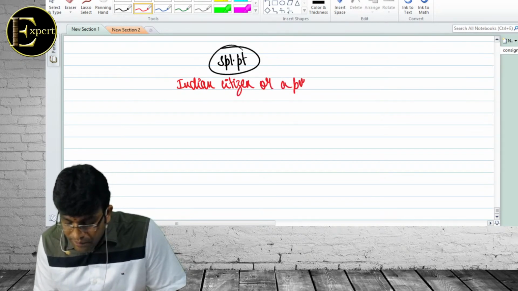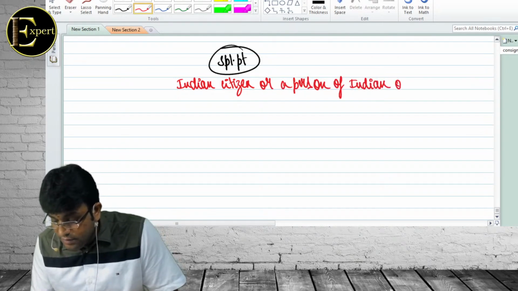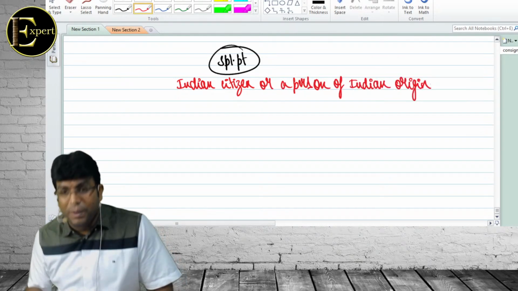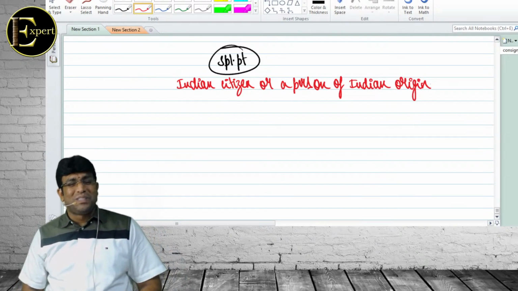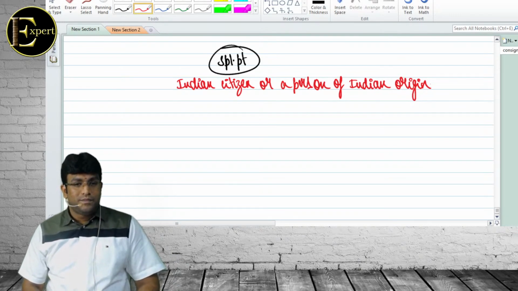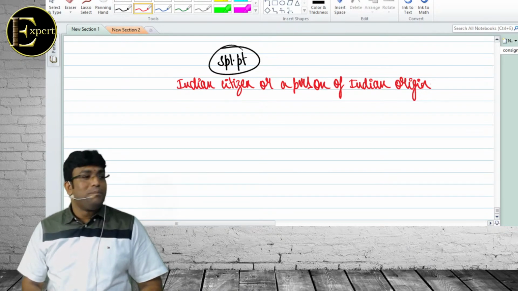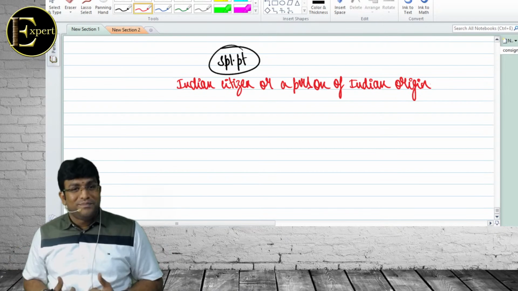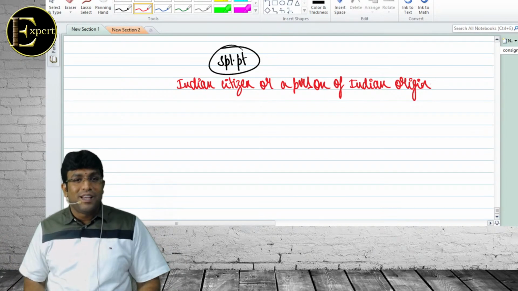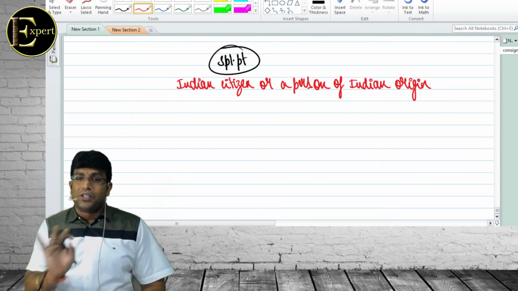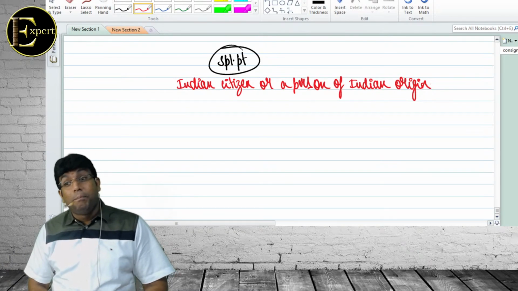Indian citizen or a person of Indian origin. Sir, who is this fellow? Person of Indian origin? Overseas citizen of India. Parents are Indian or grandparents. Undivided Indians. Not parents, grandparents. Either himself or any of his parents or any of his grandparents were born in undivided India before 1947. And grandparents covers both maternal and paternal.